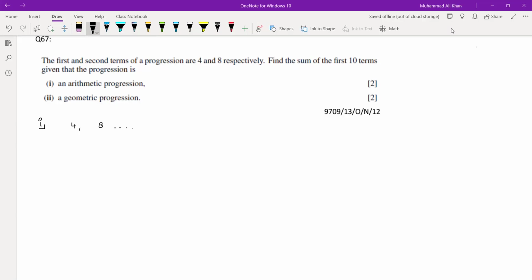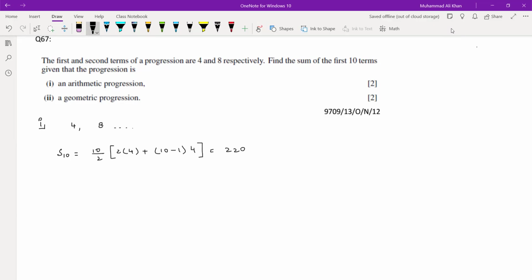First, if the progression is arithmetic, then we have to calculate S10 with the help of the formula n by 2 times (2a plus (n minus 1) into d). The common difference is 8 minus 4, which is 4. So what is the answer?